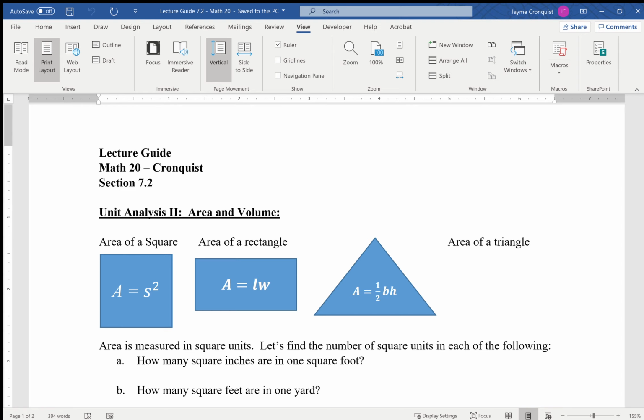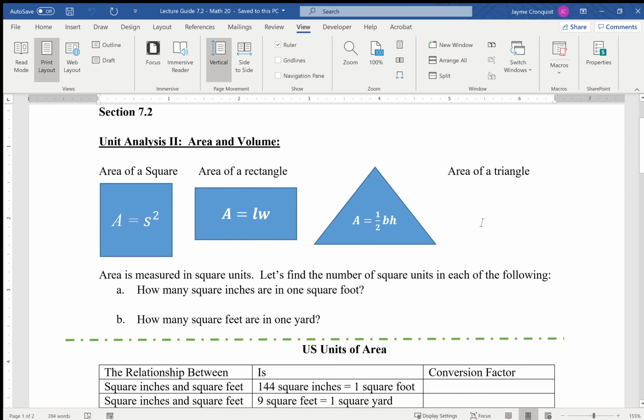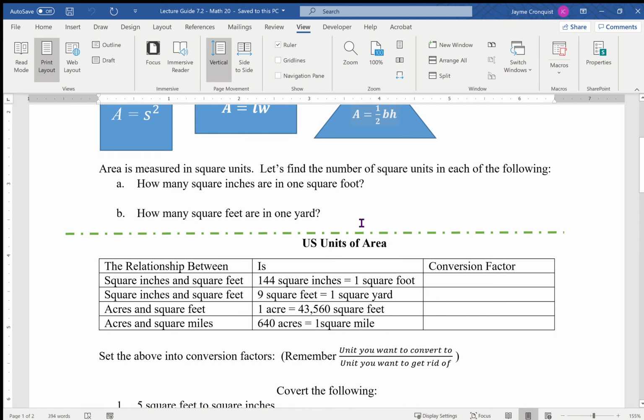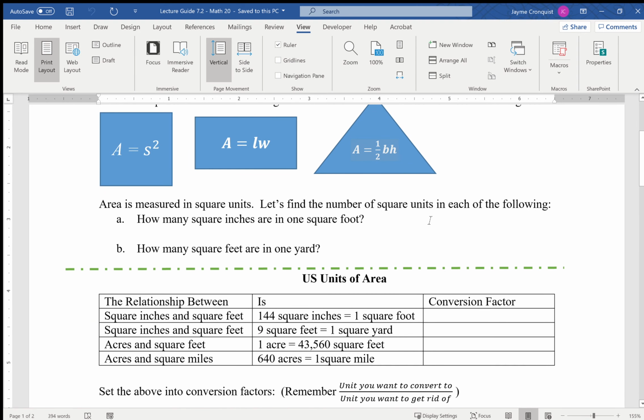Okay. All right, and now we're going to do area and volume. Last time we did pretty much just length. Now remember that area, your units are always square. Here's the formulas for area of a square, rectangle, or the area of a triangle. Area is measured in square units. So how many square inches are in 1 square foot?